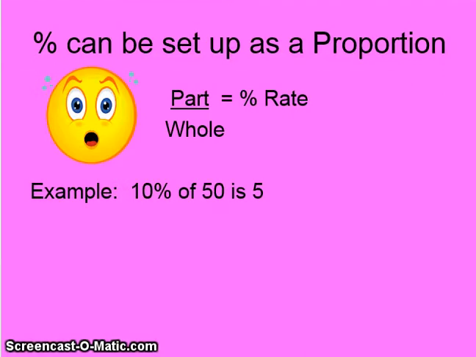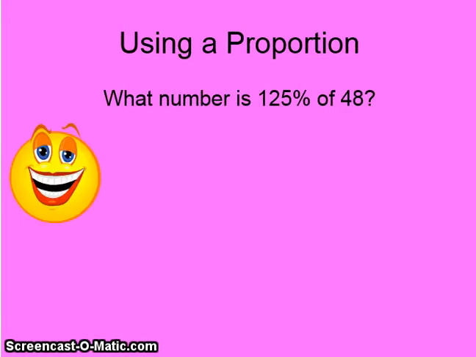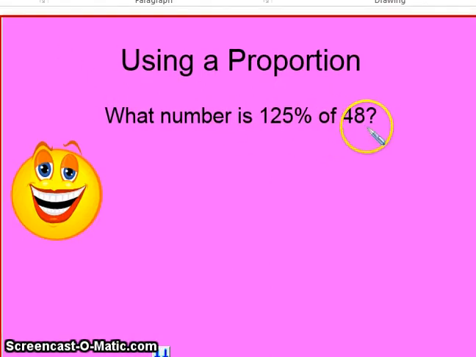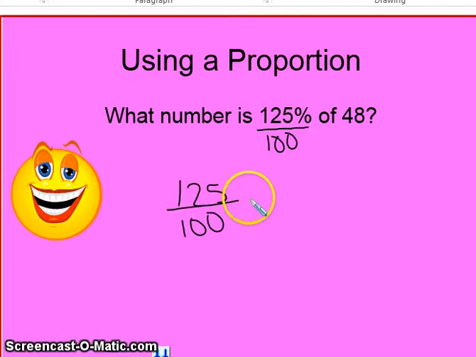We can use that setup to solve some percentage problems also. Here we want to find out what number is 125% of 48. 125% is our percentage, so it's going to be over 100, and 48 is our whole, or our denominator. This is an example that needs to be in your notebook. So we have our percent, 125, out of our whole, which is always 100, and it equals, on the other side, we put the whole in the denominator, just like here. So our whole here is 48.